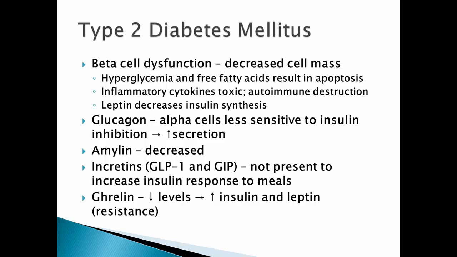The last two hormones that are groups of hormones that are important are the incretins, which is the GLP-1 and GIP. In type 2 diabetes, these are not present to increase the insulin response to meals. And in ghrelin, there are much, much lower levels of ghrelin, therefore higher levels of insulin and leptin, again leading to insulin resistance.